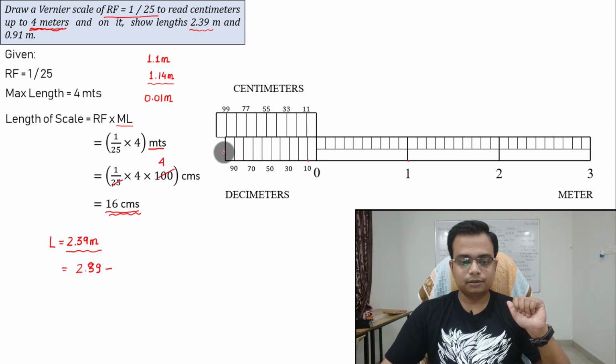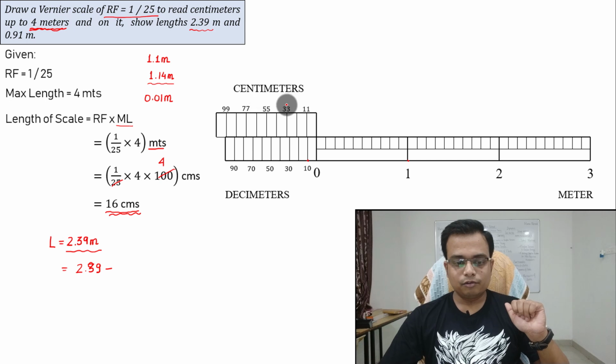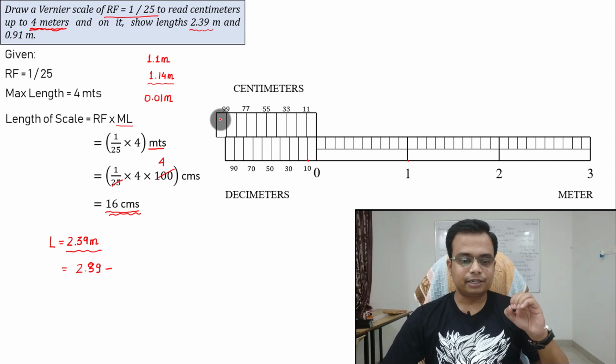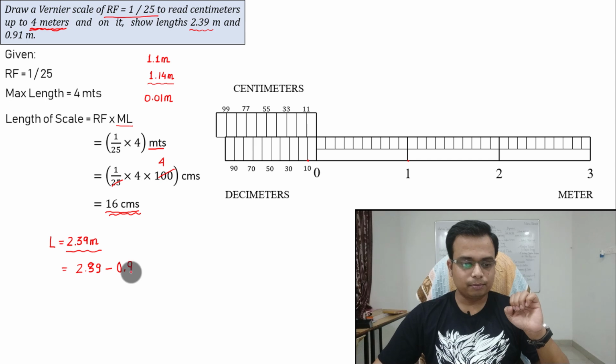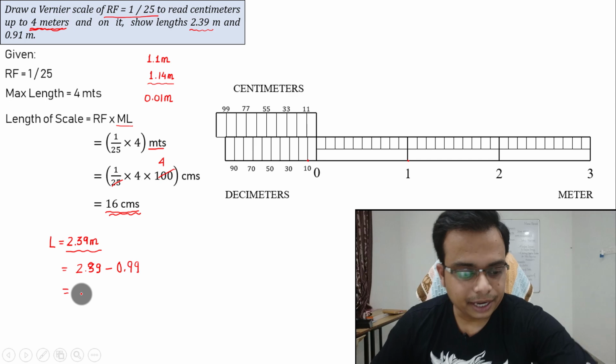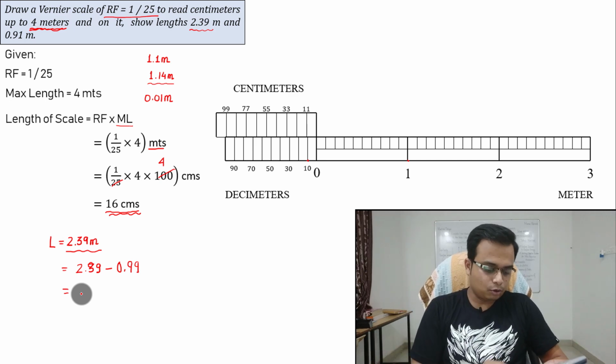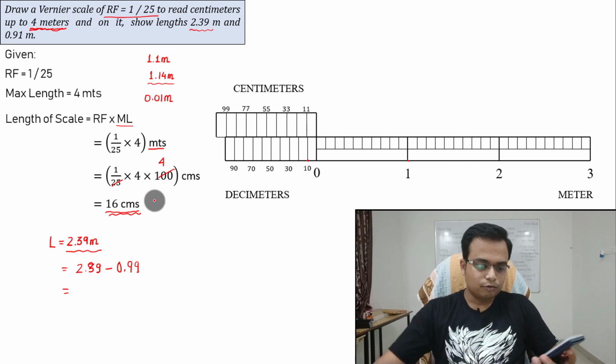2.39 minus. Now, from this vernier scale, the vernier scale on the top, find me a digit which ends with 9. So obviously it's 0.99. What you need to do is subtract this. On doing that, what you are going to get is 2.39 minus 0.99, and this works out as 1.4.